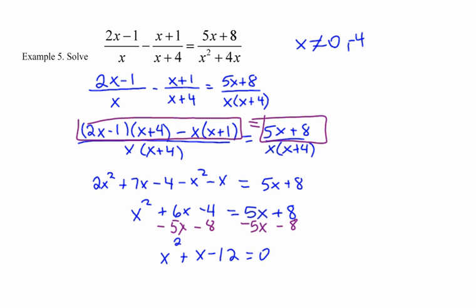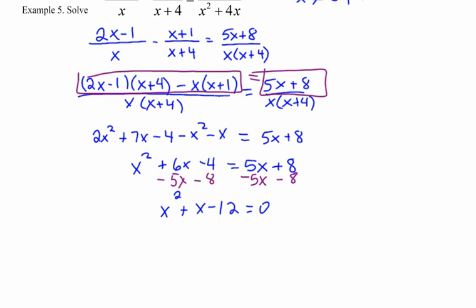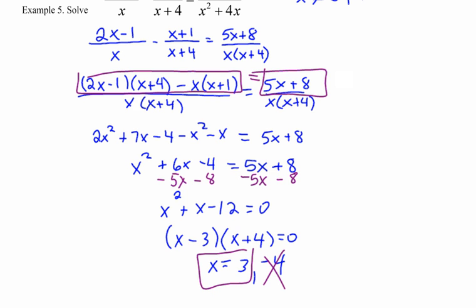Okay, factoring this, what multiplies to negative 12 and adds to 1? A negative 3 and a positive 4. So we have x equals 3 and negative 4, but it can't equal negative 4, therefore our solution is x equals 3. And if you want to check it, you can just sub in x equals 3, and left side should equal right side. Alrighty, was that an okay lesson today?